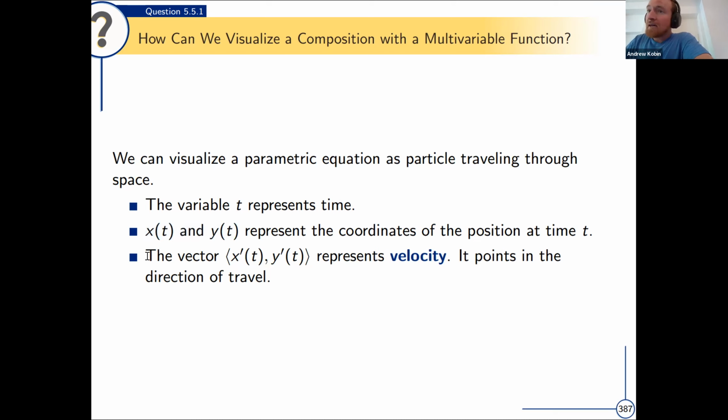If we want to measure velocity of a particle, we can look at the vector whose coordinates are indicated by the first derivative of each of those position coordinates with respect to time. And the velocity vector points in the direction of travel at any instant in time. As the particle travels through that parametric curve described by x and y coordinates, the velocity vector will indicate where it's traveling next at each moment.